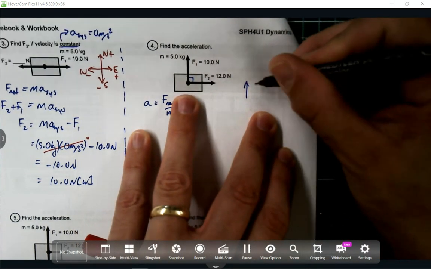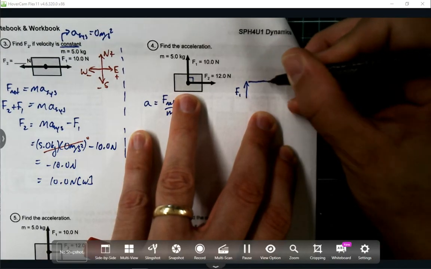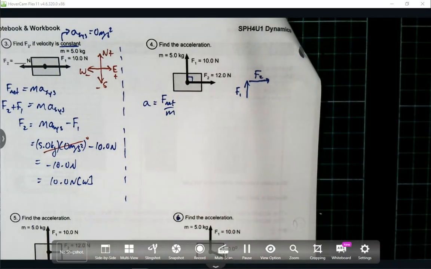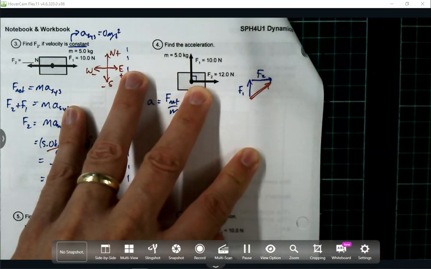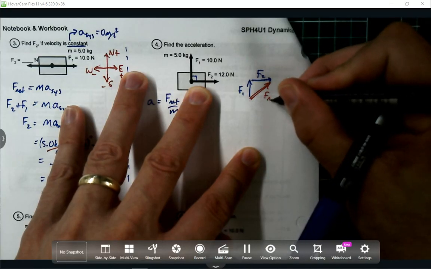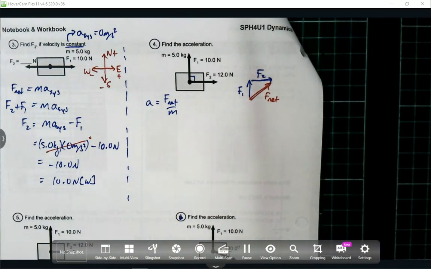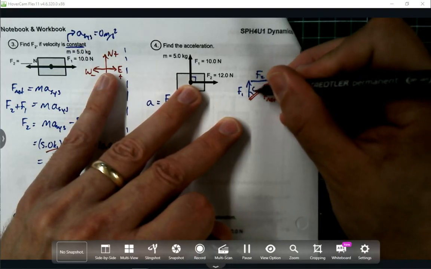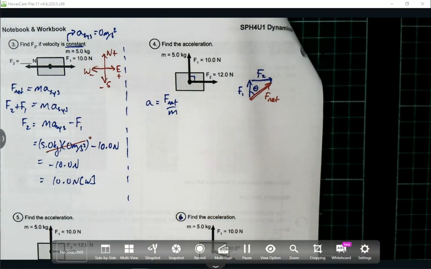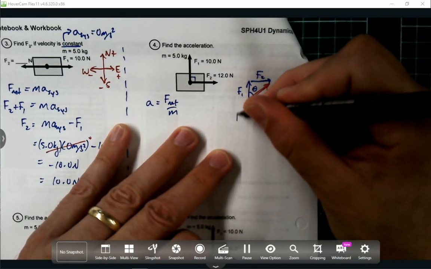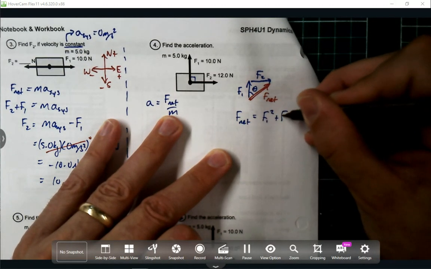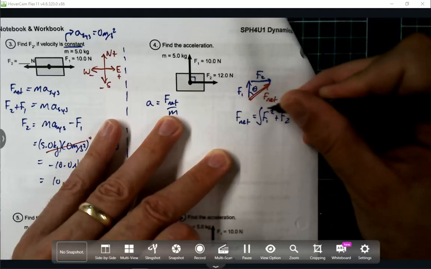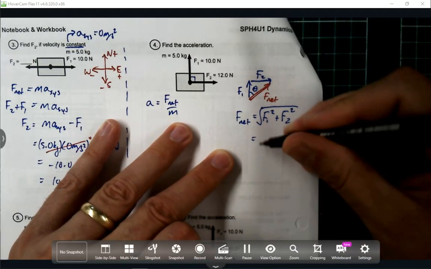So I could say, okay, well, F1 plus F2 is going to look like that. And F net is going to be the hypotenuse resultant of the sum of those 2 vectors added tip to tail. And we'd have an interior angle of theta telling us what direction that vector goes off at, right? And of course, we're going to use some Pythagorean theorem. So then we would say F net equals the square root of force 1 squared plus force 2 squared. And sub in our values.